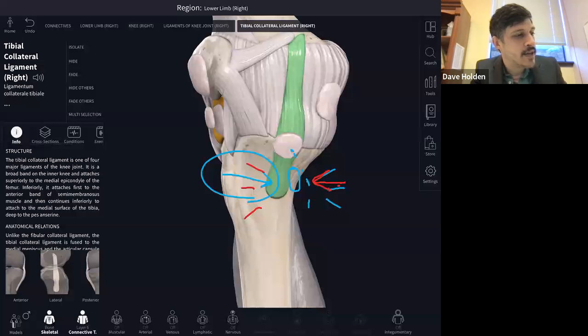There is our tibial collateral ligament. Welcome to anatomy. Everything has 5 different names. We just all have to die mad about it. The tibial collateral ligament, AKA the medial collateral ligament.